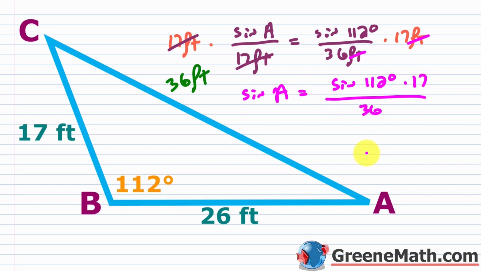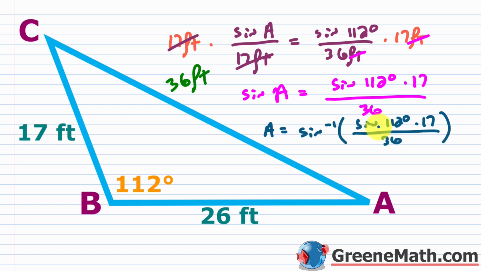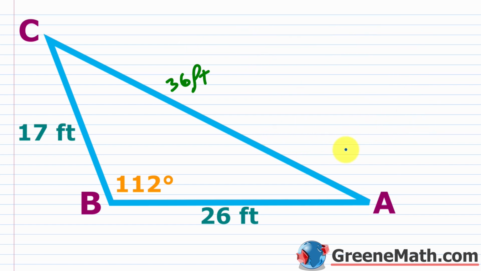Now, you could speed this up and actually get a more accurate answer and just say that A is equal to the inverse sine of this guy right here. So the sine of 112 degrees times 17, and then this will all be over 36. So let's just punch this into the calculator and save a little time. And I get about 26 degrees. Again, if we're rounding to the nearest tenth, I'll just say that this is about 26 degrees.